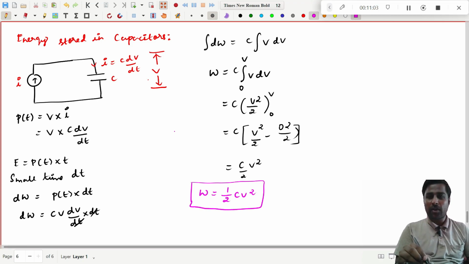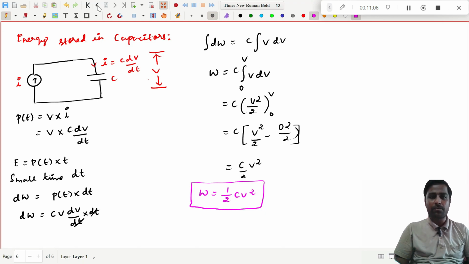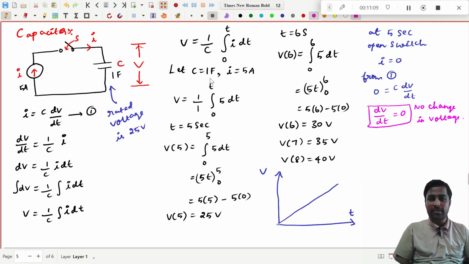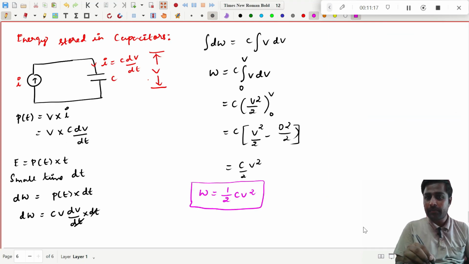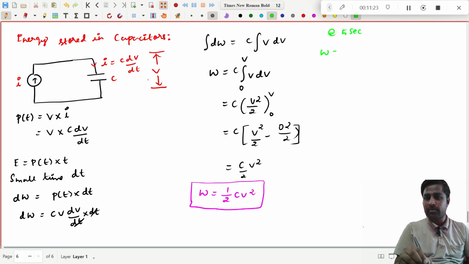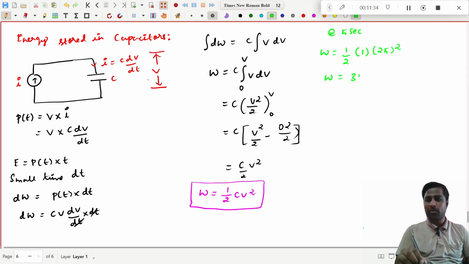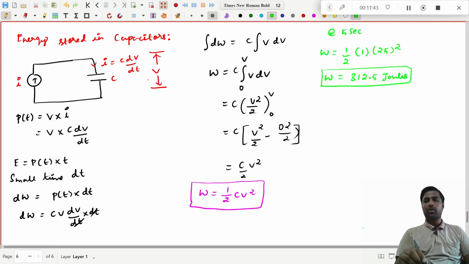So if I want to find the energy stored for the previous problem, we have assumed that C is equal to 1 farad, and the voltage at 5 seconds is 25 volts. At 5 seconds, I need to find the energy stored. So W is equal to 1 by 2, capacitor we assumed 1 farad, and voltage 25 square. This is 625, divided by 2, which is 312.5 joules. That's all. So this amount of energy would be stored in the capacitor.